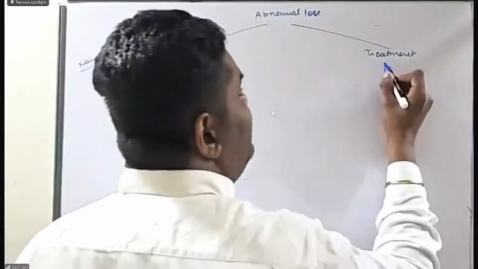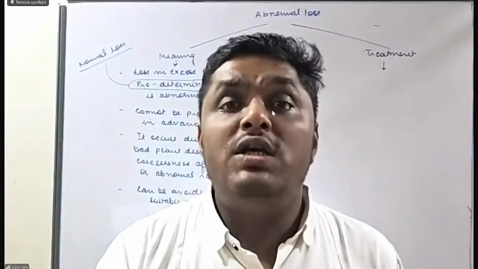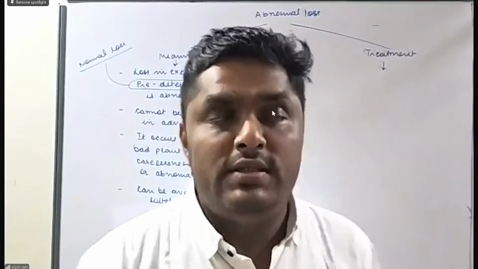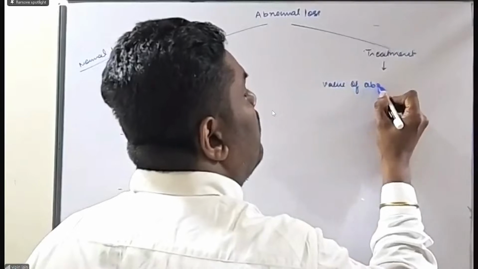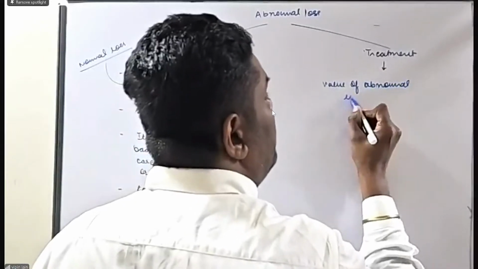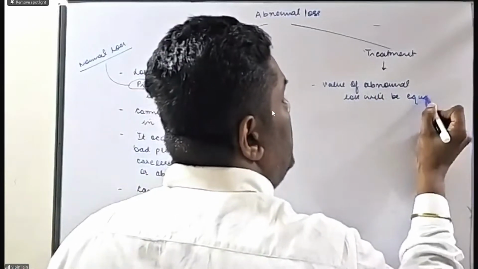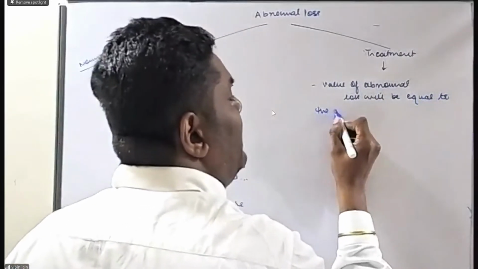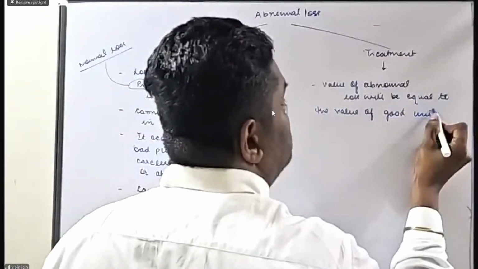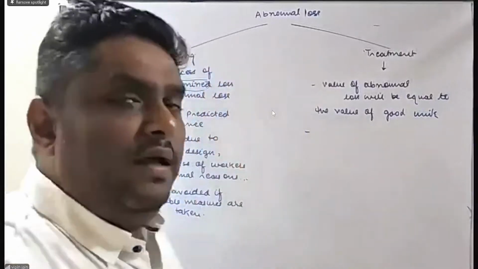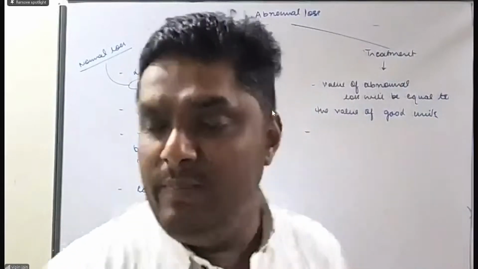Now, when talking about the treatment of abnormal loss, the value of abnormal loss will be equal to the value of good units. Further, it is shown on the credit side of process account and thereafter transferred to costing P&L.